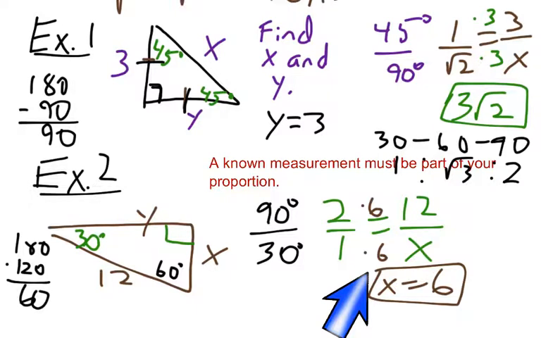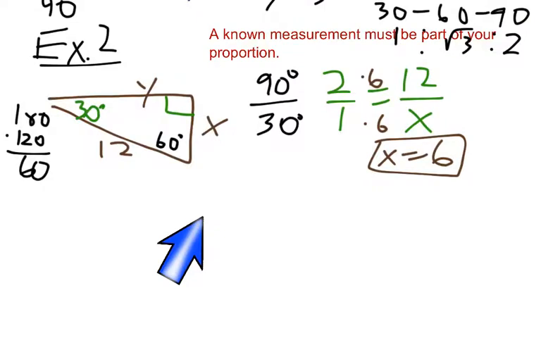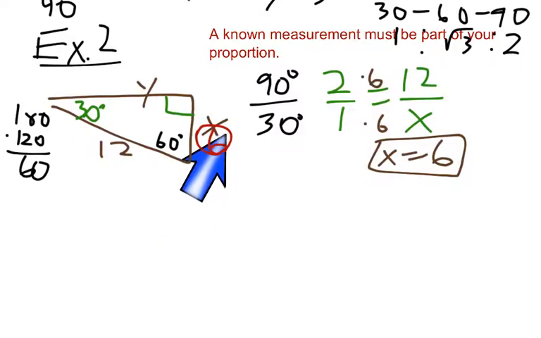All right, now we only have one down. We still have one more to go. And I'm going to fill that x equals 6 in right here. I'm going to circle it to show that I just solved for it. So now I can use either of my two known measurements for my next proportion. Doesn't matter which one.